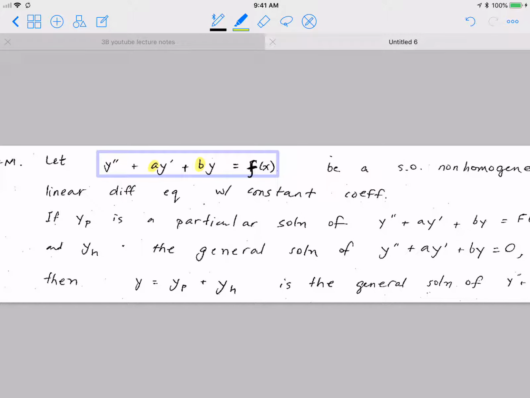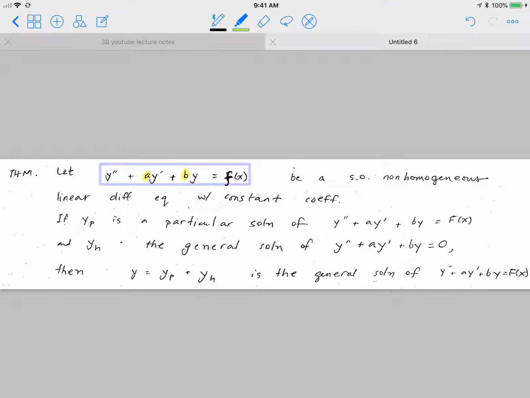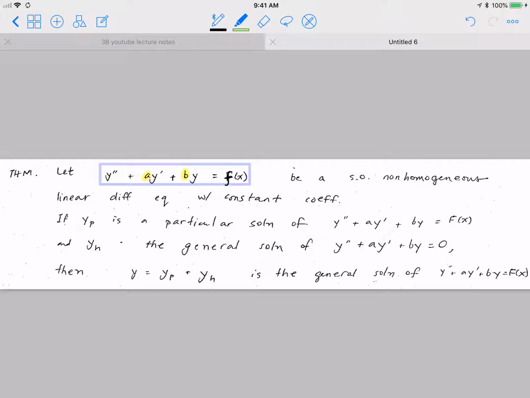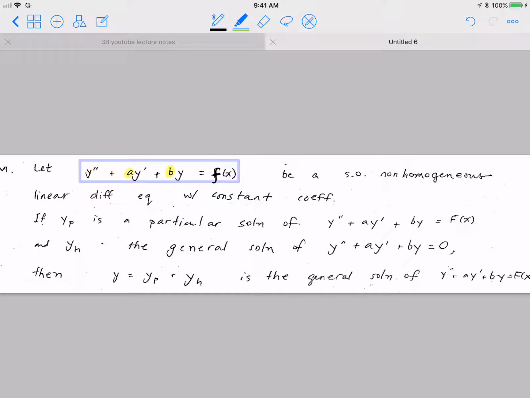So it says, let this be a second order non-homogeneous linear differential equation with constant coefficients. Now, if yp is a particular solution of our differential equation here that we're trying to solve, and yh is the general solution of the homogeneous version, then here is our general formula: y equals yp plus yh. That's the general solution of our differential equation.